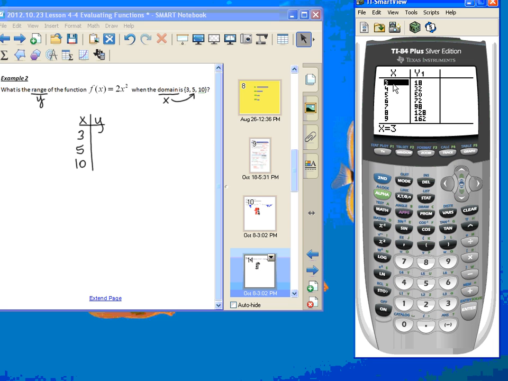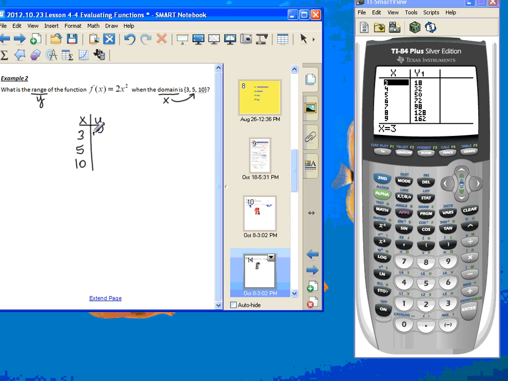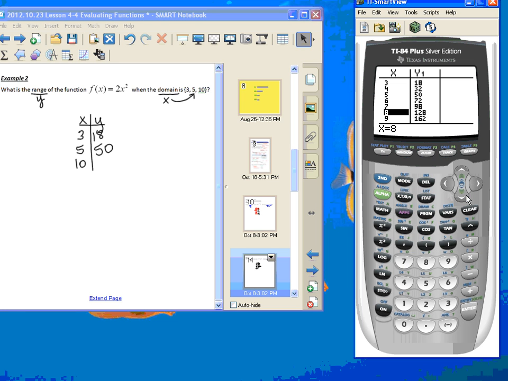So when x equals 3, y equals 18. Good. And then when x equals 5, y equals 50. And when x equals 10, y equals 200. Good.